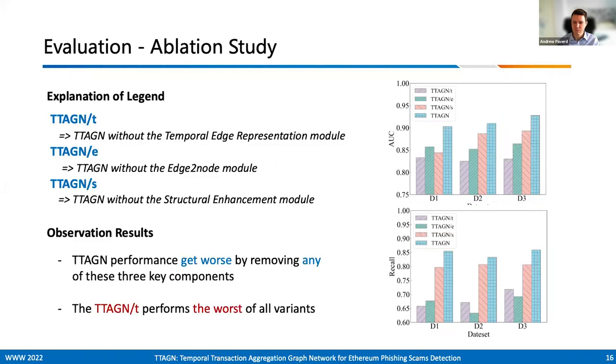Second, to validate the effectiveness of our innovation, we eliminated the three modules respectively. From the figure, we can find that our model performance gets worse by removing any of these three key components, which reflects that all three modules are important. The TTAGN without the temporal age representation module performs the worst of all variants. This result proves the importance of ages with transaction information in the transaction graph.